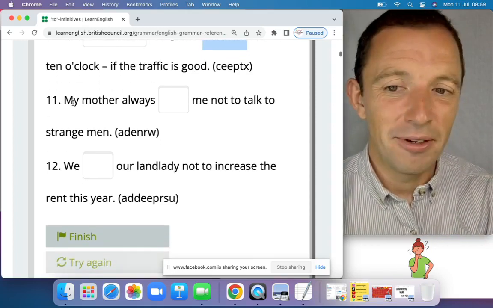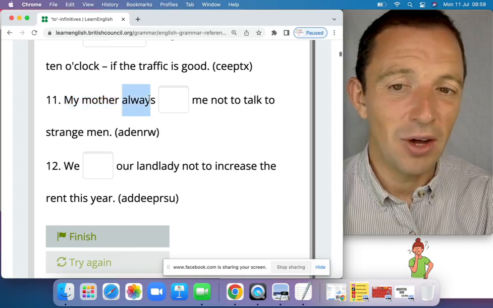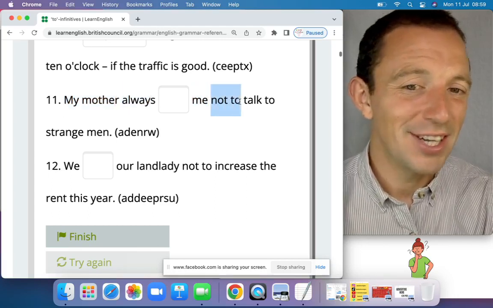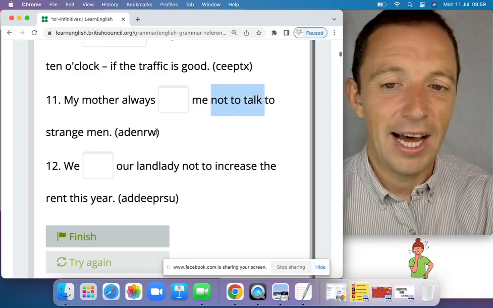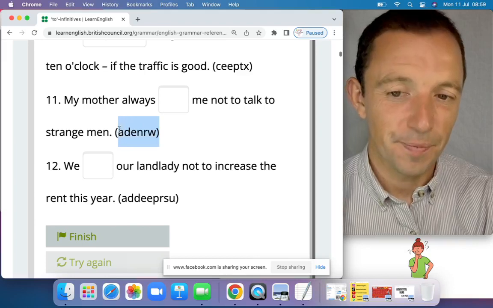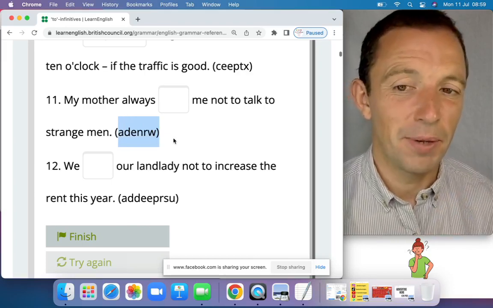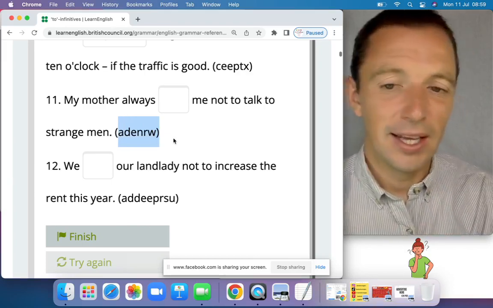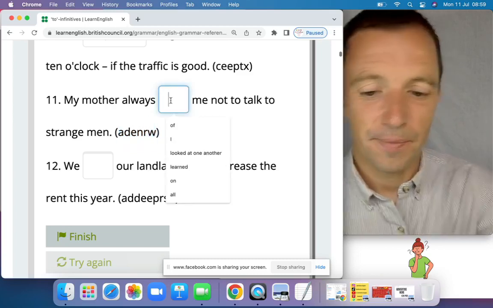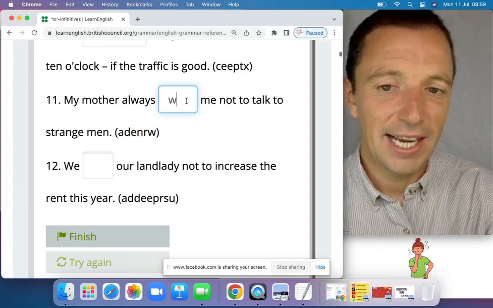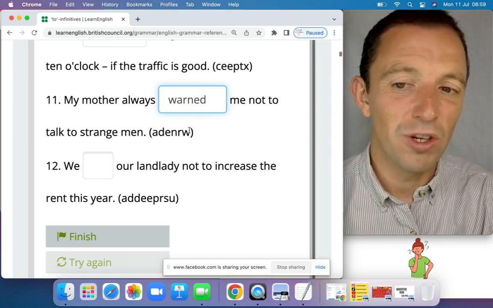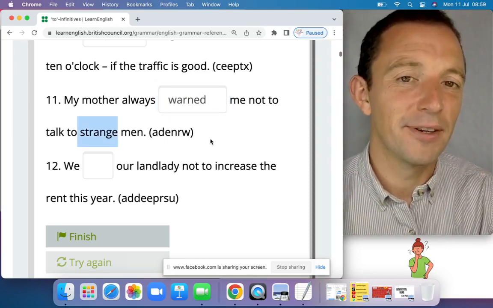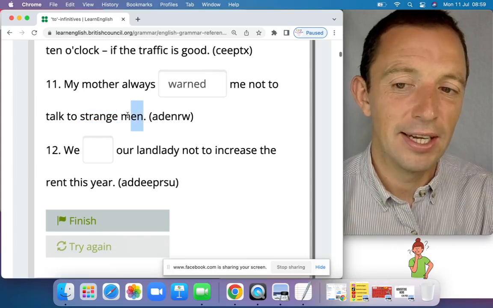Number 11, my mother is the subject and always is the adverb. Something me is the direct object. Not to talk is the infinitive in the negative. And the verb is, what do you think is the verb here? For me, it's clear. I think the beginning is W. The second letter is A. In the past, my mother always warned me not to talk to strange, peculiar men, plural.